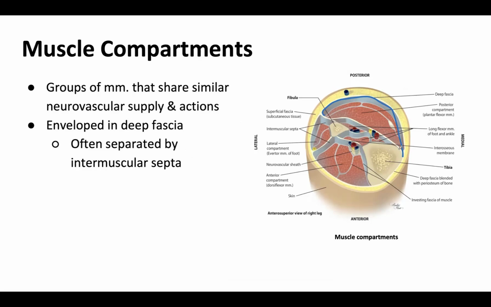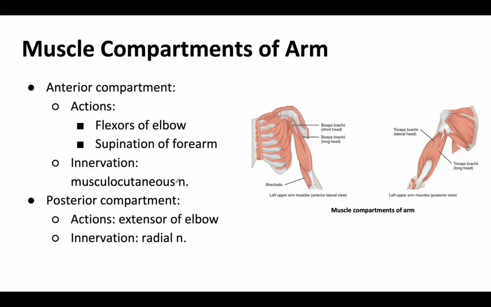And in certain areas, that already dense deep fascia gets even thicker as it creates an intermuscular septa, which will extend from the rest of that deep fascia and actually attach to bone as well. So we will start with the arm. There is an anterior and a posterior compartment of the arm.